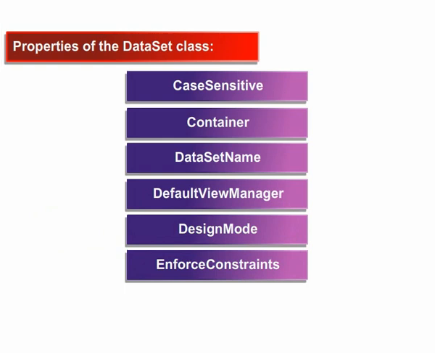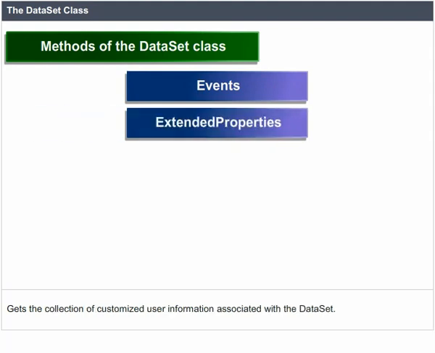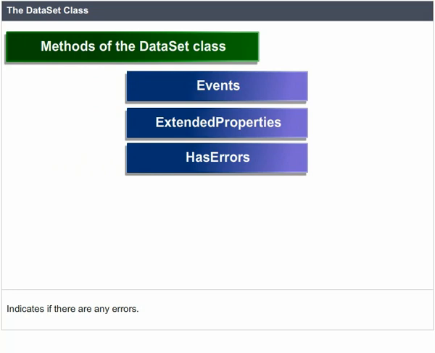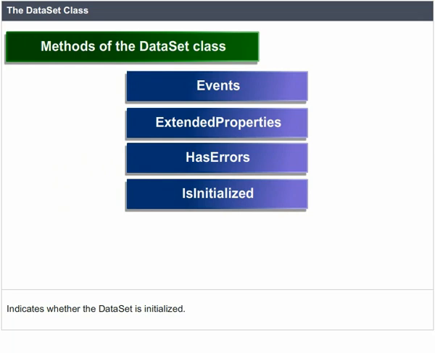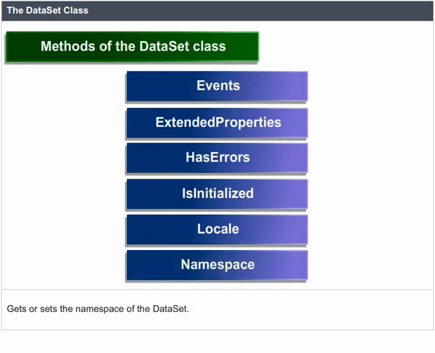The DataSet class. Methods of the DataSet class. Events gets a list of event handlers that are attached to this component. ExtendedProperties gets a collection of customized user information associated with the DataSet. HasErrors indicates if there are any errors. IsInitialized indicates whether the DataSet is initialized. Locale gets or sets the locale information used to compare strings within the table. Namespace gets or sets the namespace of the DataSet.